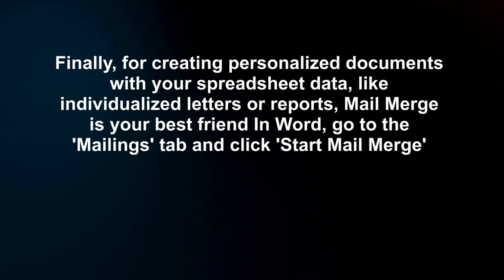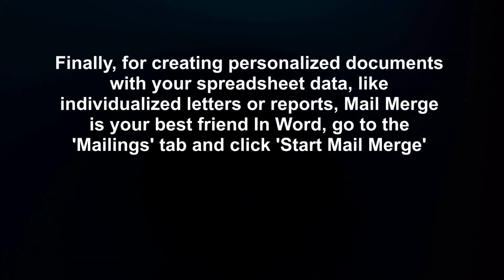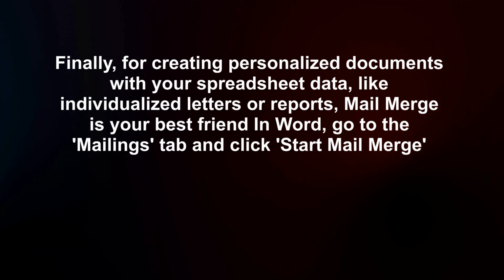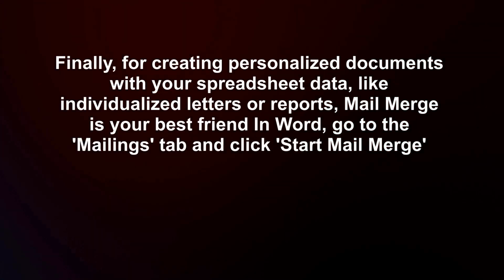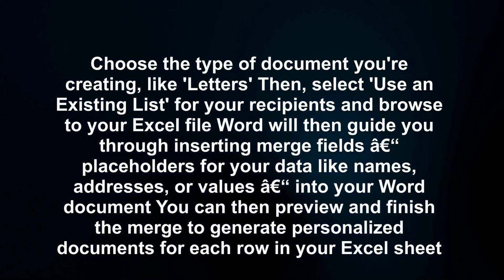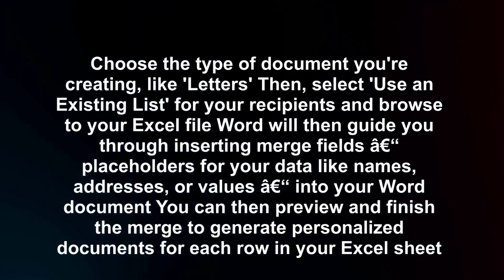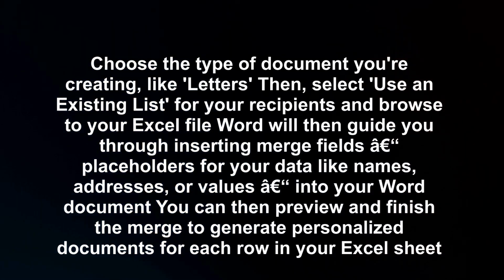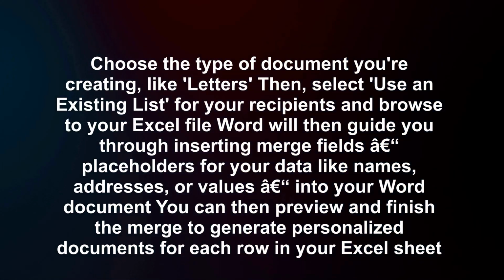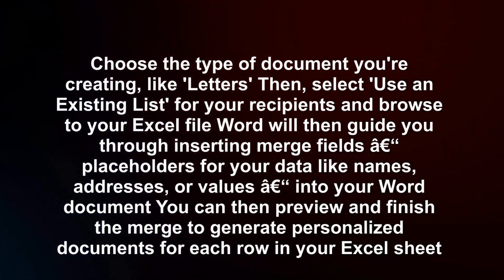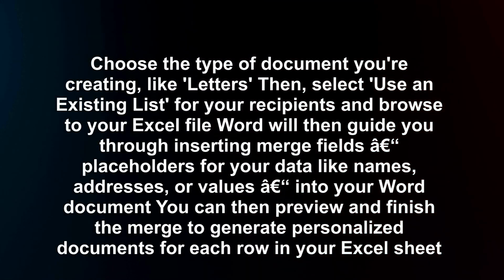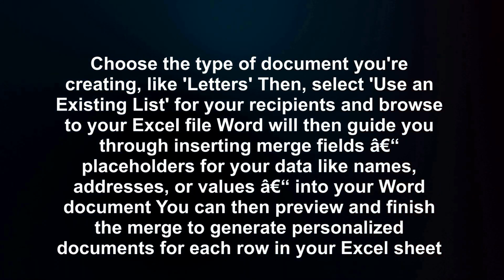Finally, for creating personalized documents with your spreadsheet data, like individualized letters or reports, Mail Merge is your best friend in Word. Go to the Mailings tab and click Start Mail Merge. Choose the type of document you're creating, like letters, then select Use an existing list for your recipients and browse to your Excel file. Word will then guide you through inserting merge fields, placeholders for your data like names, addresses, or values, into your Word document. You can then preview and finish the merge to generate personalized documents for each row in your Excel sheet.